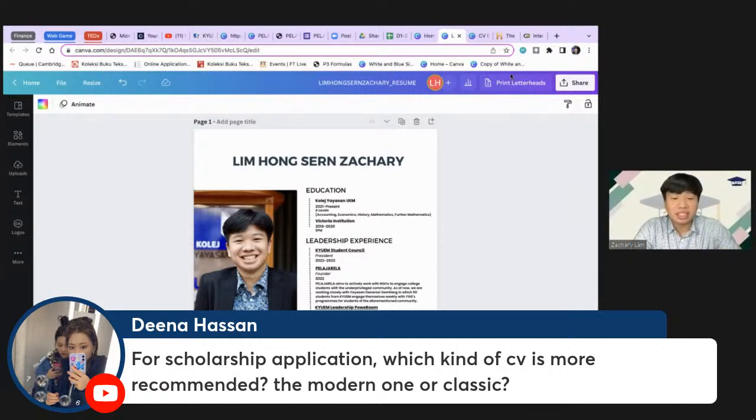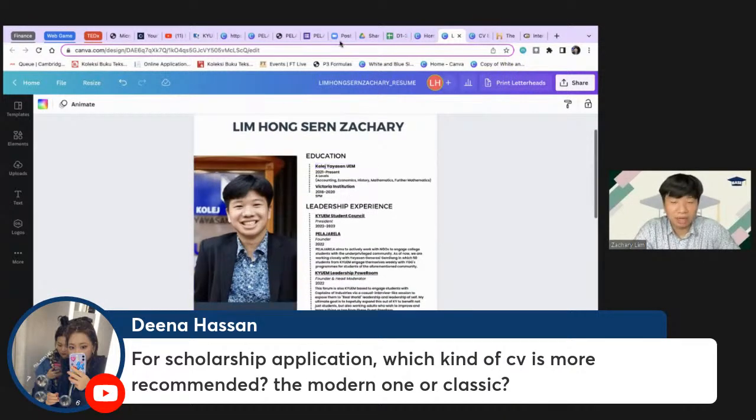Honestly, at this stage, it doesn't matter juga, because you can use a modern one. Like this, mine on the screen here, it's a modern CV, or you could use a traditional one. It doesn't really matter. But why I put those two examples earlier on screen is because you really have to know who is looking through your CV.